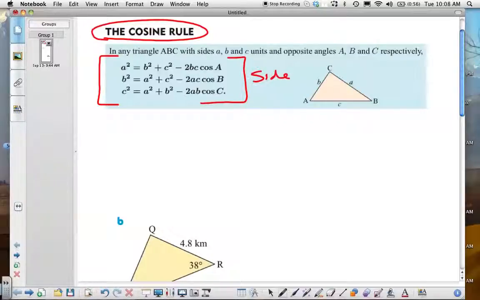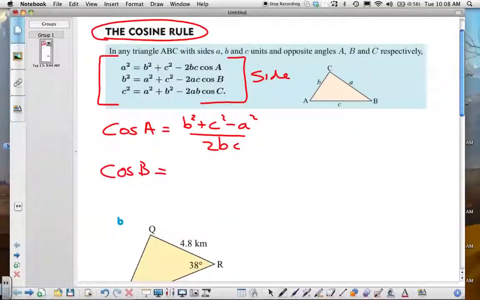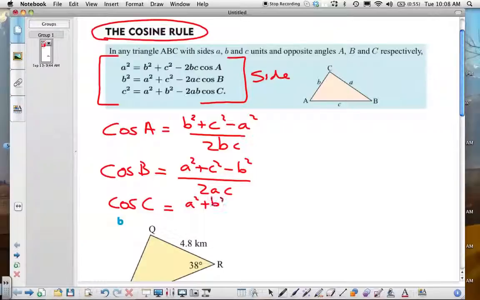This is the cosine rule. I'm not going to prove these to you. If anybody wants to see a detailed proof, I'd be happy to show you. Now, we can actually change these formulas around to look like this. For instance, the cos of A is equal to B squared plus C squared minus A squared over 2BC. Or we can have the cos of B is equal to A squared plus C squared minus B squared over 2AC, or finally the cos of C is equal to A squared plus B squared minus C squared over 2AB.